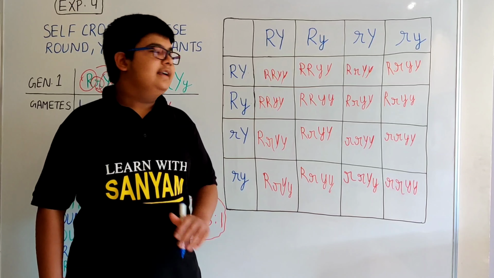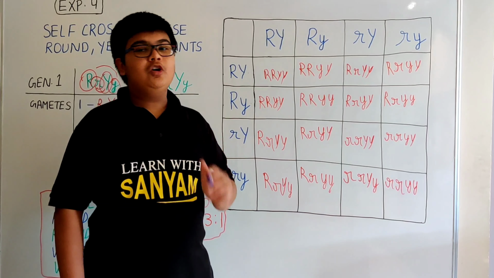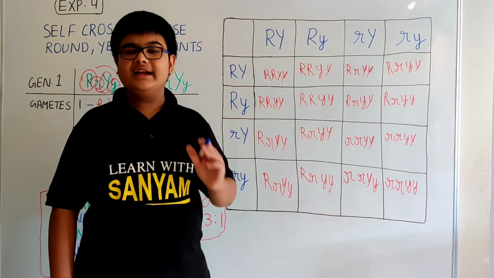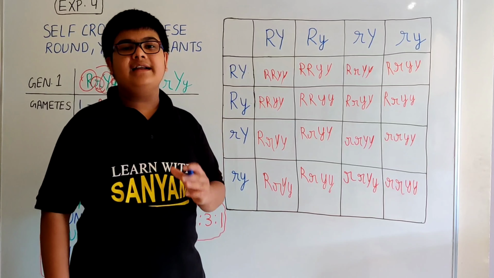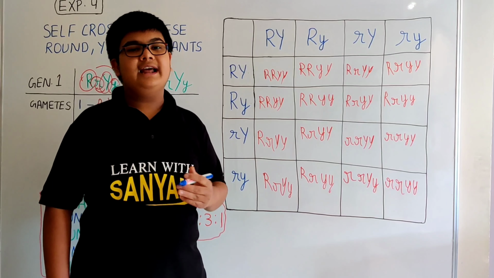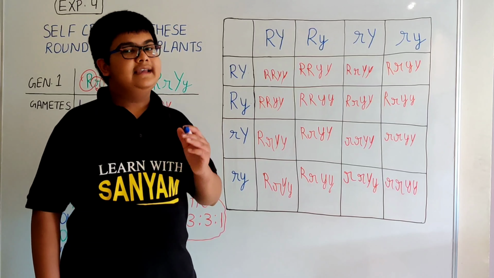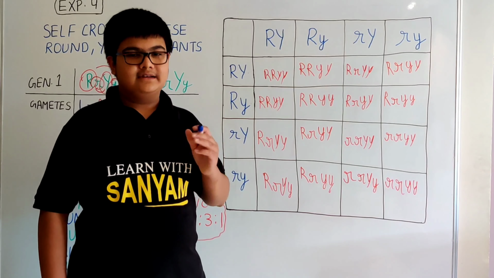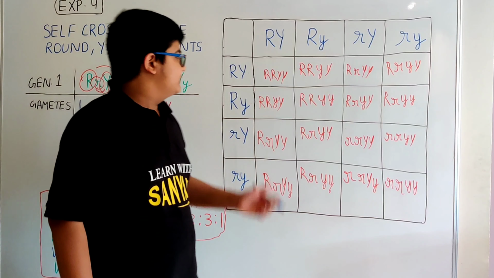As you know, out of capital R and small r, the capital R is more dominant. So this means that the round seeds are more dominant than the wrinkled seeds. So even if one copy of the round allele, that is capital R, is present in the newly formed offspring, then the offspring will have a round seed. Similarly, out of the yellow and green seeds, the yellow seed is more dominant. So this means that the capital Y characteristic is more dominant. So let's see what the offsprings will be.